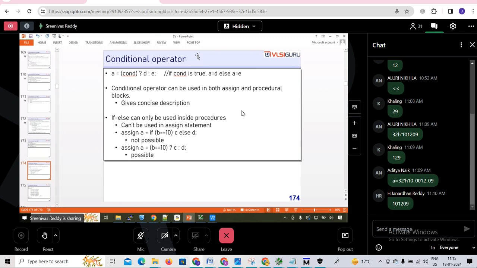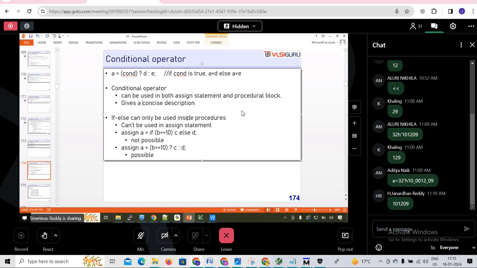You know the conditional operator from Verilog, right? A condition, question mark, B colon, E. I think we have done display also, right? One display example, same concept. So which one is preferred, conditional operator or if else? Most of the time we prefer the conditional operator. The reason is, the conditional operator can be used in both assign statements and procedural blocks. It gives a concise description.